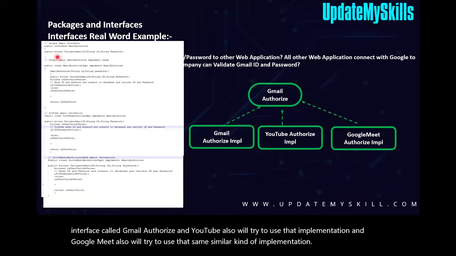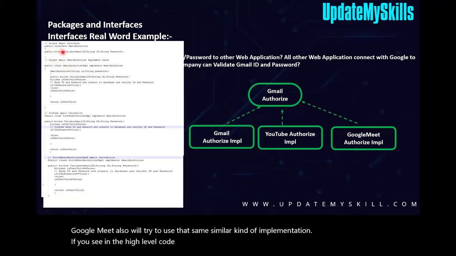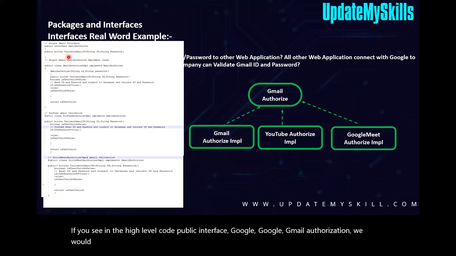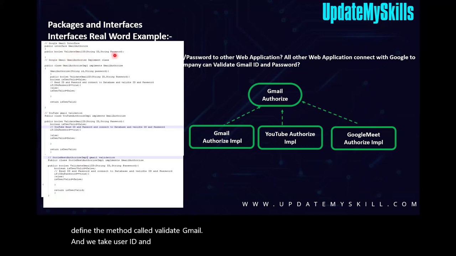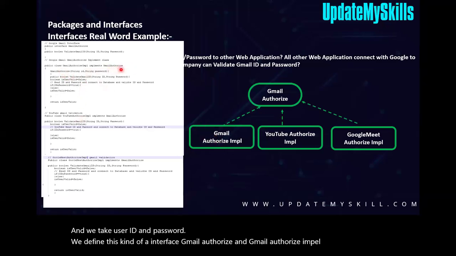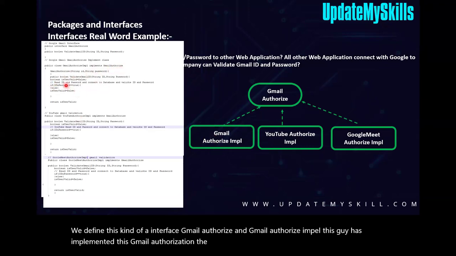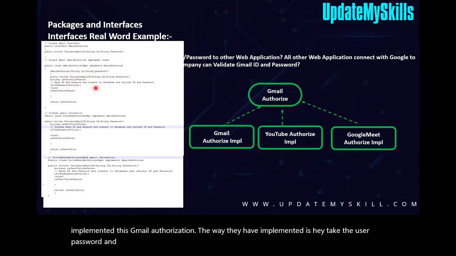If you see it in high-level code, public interface Gmail authorization, we would define a method called validate Gmail, and it takes a user ID and password. We define this kind of interface, Gmail authorize. And Gmail authorize impl implements this Gmail authorization. The way they have implemented it is: take the user ID and password, connect to the Gmail database, and validate the user ID and password. Gmail has provided that kind of implementation.